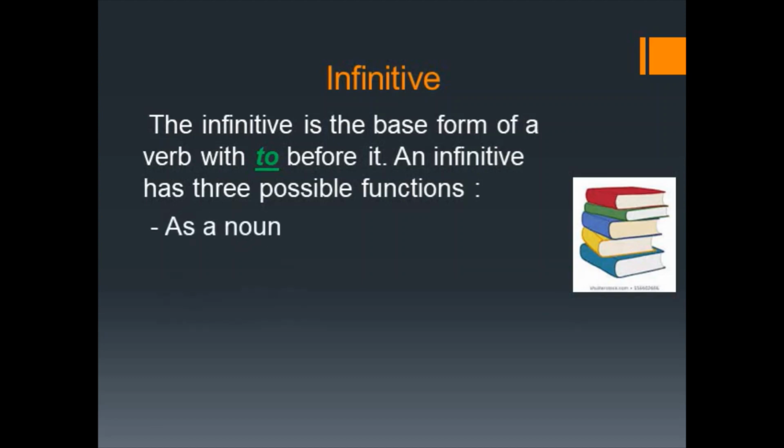Number one, as a noun. Number two, as an adjective. And number three, as an adverb. So what is infinitive? If to plus base form of verb works as a noun or as an adjective or as an adverb, then it is called infinitive. So infinitive works as a noun. It can also work as an adjective and as an adverb also.